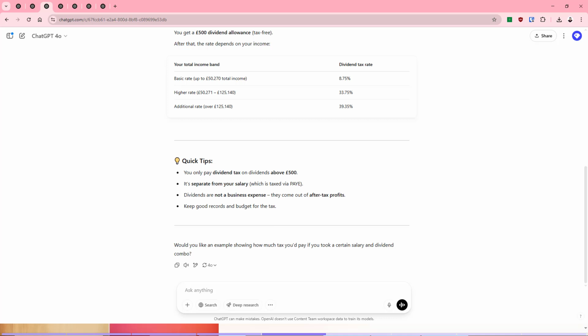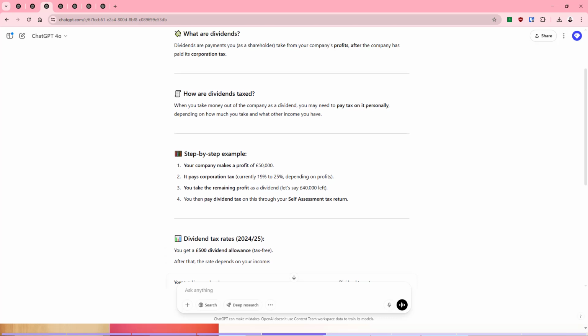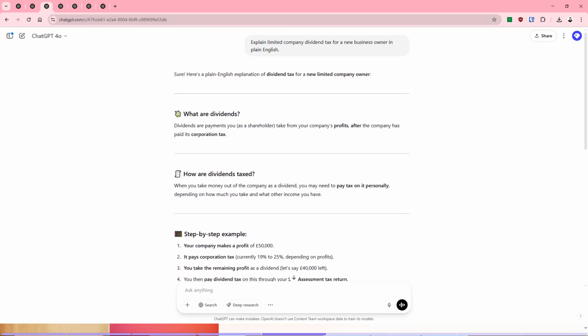So you can see this is the sort of thing you might send to a client. It's very straightforward. It's very basic. It's very broken down. But it still explains exactly what they need to know. So very useful prompt there based on the audience. So let's take a look at our more specific one for accountants.